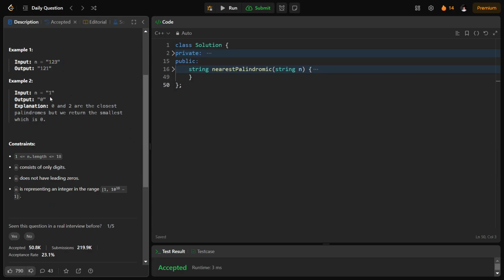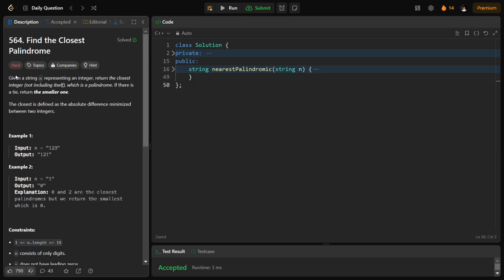Now the very confusing case is this one. This is the test case that will mess you up, literally. If you have 1, then 1 in itself is a palindrome, but the answer is not itself. The answer could be either 2 or 0, and the minimum of them is 0, so you return 0. Keep this in mind, because the test cases and the constraints are very important to know to solve this problem, and it's literally a very hard problem.